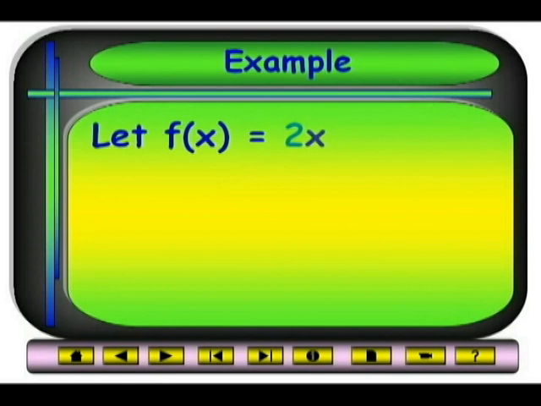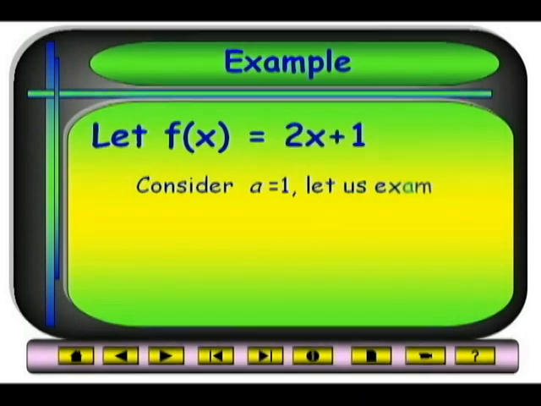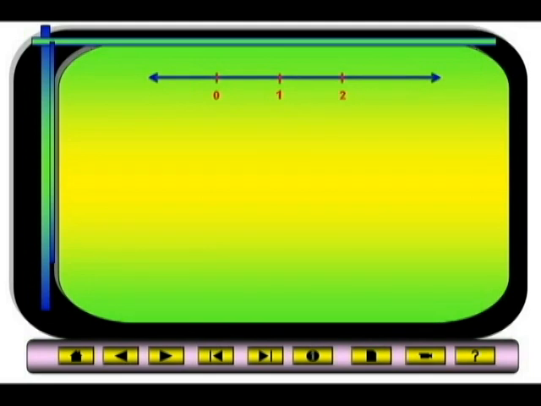To better understand the concept of limit of a function, let us consider this example. The function is f of x equals 2x plus 1 and let a equals 1. Let us examine the value of the function as x approaches 1. We are interested in the values of x nearest to 1, but not equal to 1, from the right and from the left.